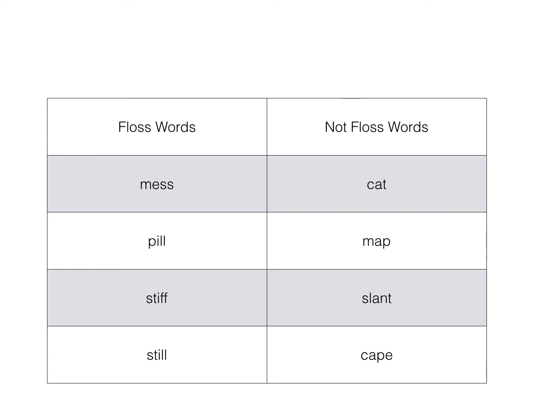So for example, they should be able to say cat doesn't end in an F, L, or S. Map doesn't end in an F, L, or S. Slant has a blend at the end, and those letters are not F, L, or S. And cape, not only does it not end in an F, L, or S, but it is not a closed syllable.